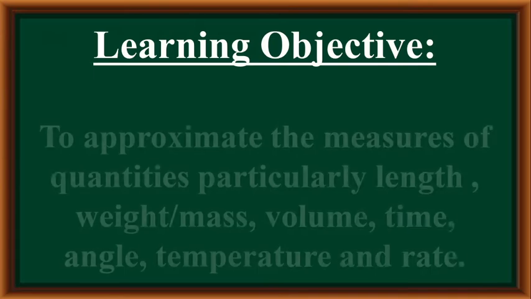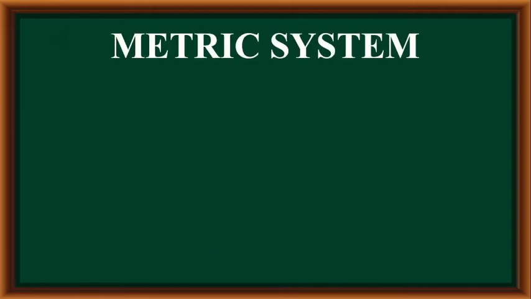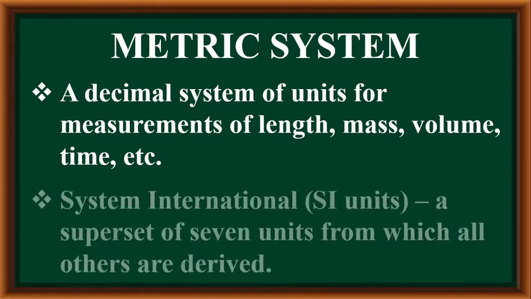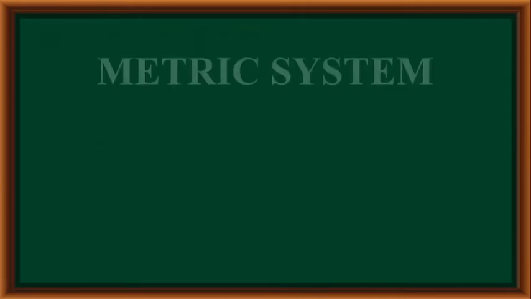So our learning objective is to approximate the measures of quantities, particularly length, weight or mass, volume, time, angle, temperature, and rate. So we will start on the so-called metric system. It is a decimal system of units for measurements of length, mass, volume, time, and others. It is a system international, or what we call SI units. It is a superset of 7 units from which all others are derived.